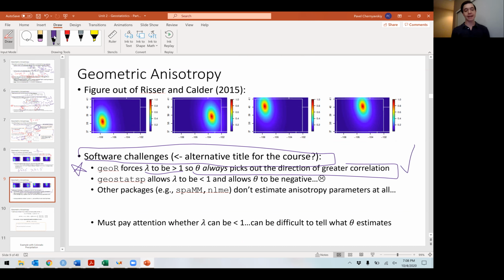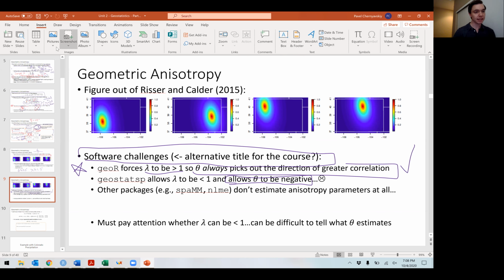geoStatsp, you have to be careful about because it allows lambda to be negative. And how can lambda be negative? Well, if I scroll up, or here, I'm just going to introduce an empty slide.